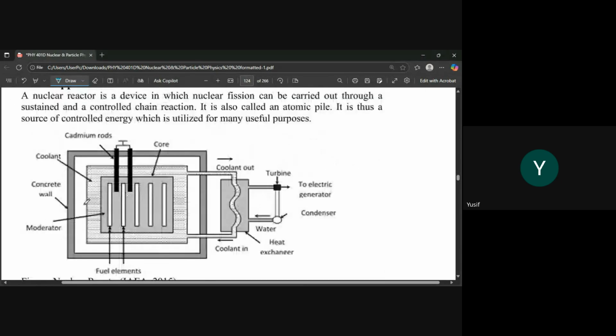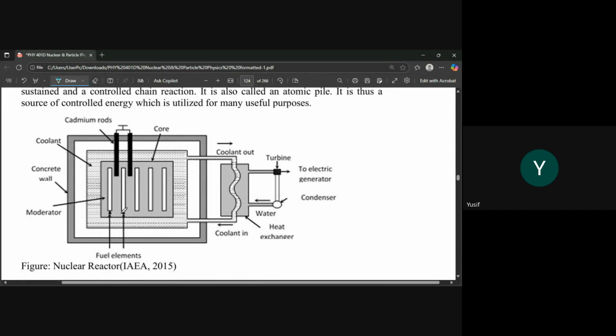So this is the nuclear reactor, and these are the components. These are the uranium fuel, and we have the moderator here. These moderators are the ones that absorb the multiple neutrons being produced. As the reaction goes on, the energy that is produced is a form of heat, and the heat is what is used to turn the turbines.